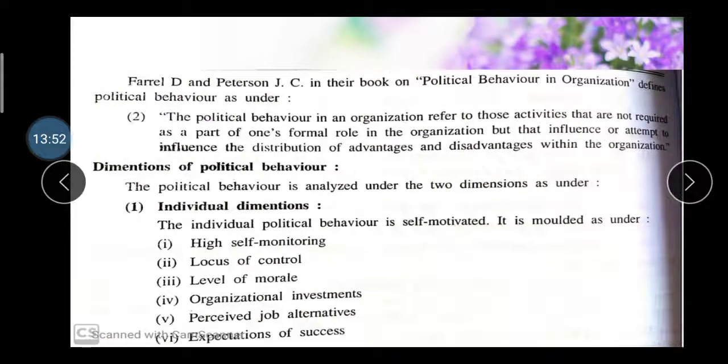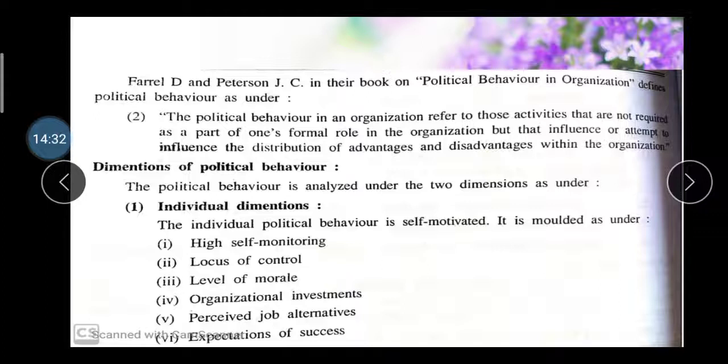Then after, Farrell, Peterson and others gave this type of research on political behaviors, and in this research they established a new phenomenon, and they published one book, Political Behavior in the Organization. So according to them, political behavior in the organization refers to activity that is not required as part of one's formal role in the organization, but is an attempt to influence the distribution of advantage and disadvantage within the organization.